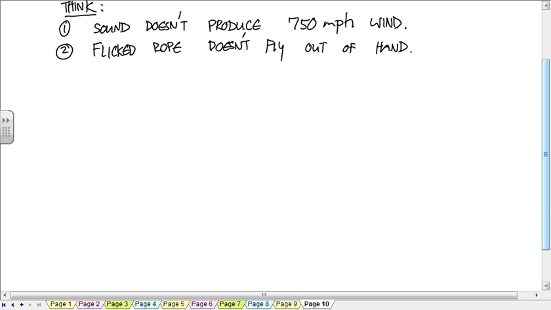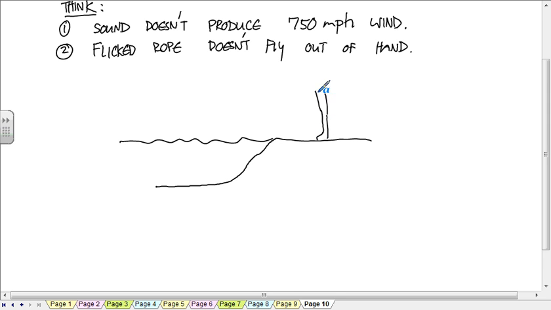As a consequence of this, or one practical application of this, I'm going to tell you something that many or all of you have done at some point, and it didn't work, and I'm going to tell you why it didn't work. So here's the shore of a lake or a pond, and here's the water, and here's you.